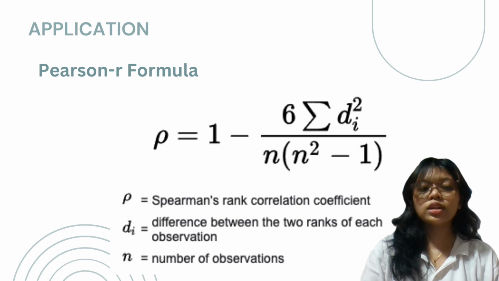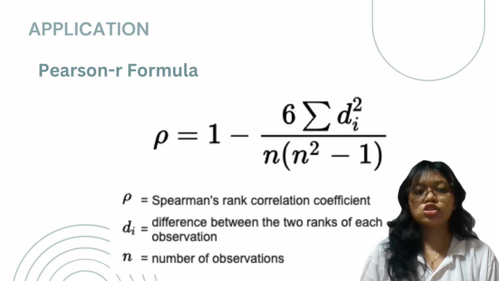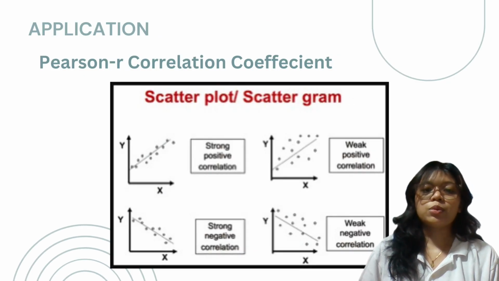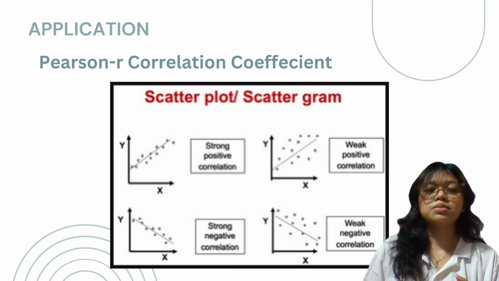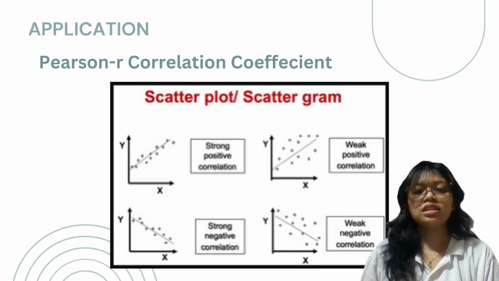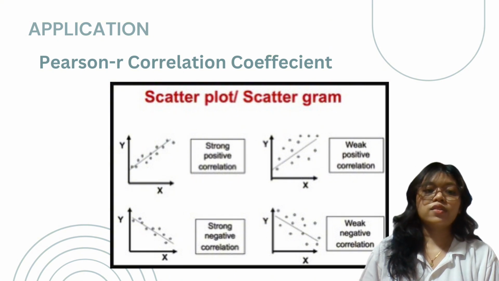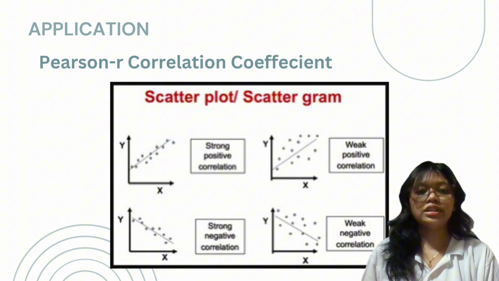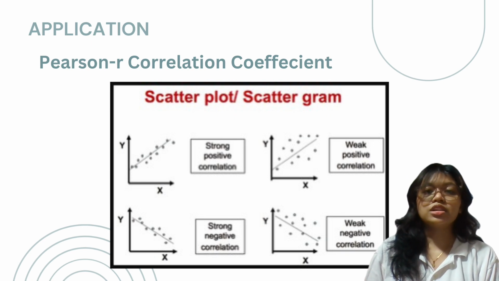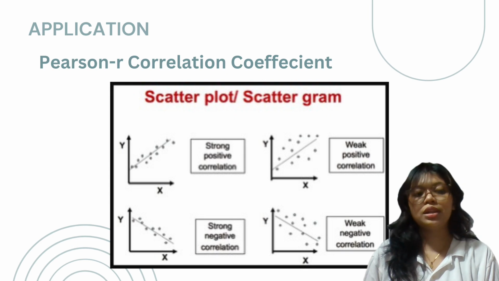So before calculating for the Pearson R, a great way to visualize the relationship of the variables is through a scatter plot. If the points of a scatter plot form an upward sloping pattern, it indicates a positive correlation. If the points form a downward sloping pattern, then it indicates a negative correlation. If the points are randomly scattered, it means that there is no correlation at all.